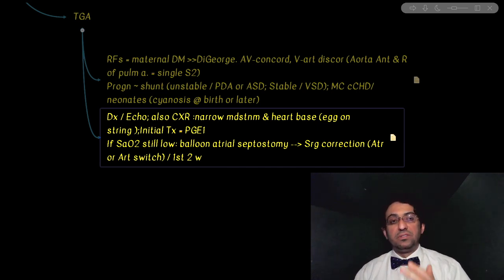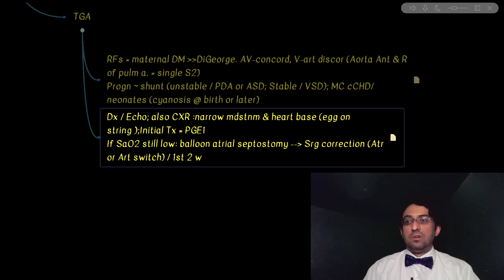What is important about the definitive surgical treatment? Which is either an atrial or arterial switch, it should be attempted within the first 2 weeks of life. What's the overall prognosis of transposition? It's a two-step surgery, and each one of the surgeries has a 50% rate of mortality. The combined probability of mortality just because of surgery, unfortunately, is 25%.